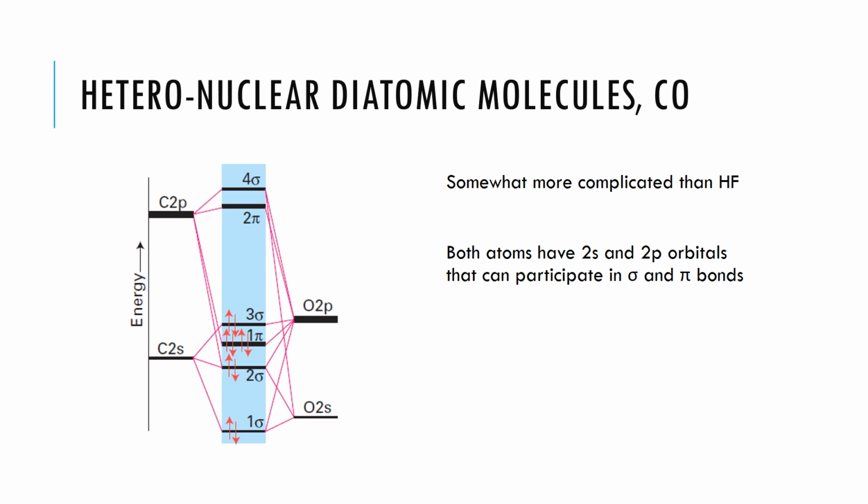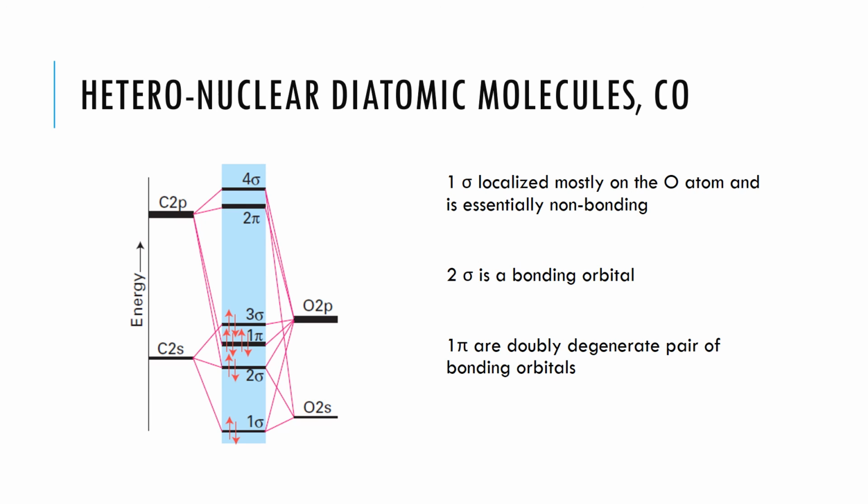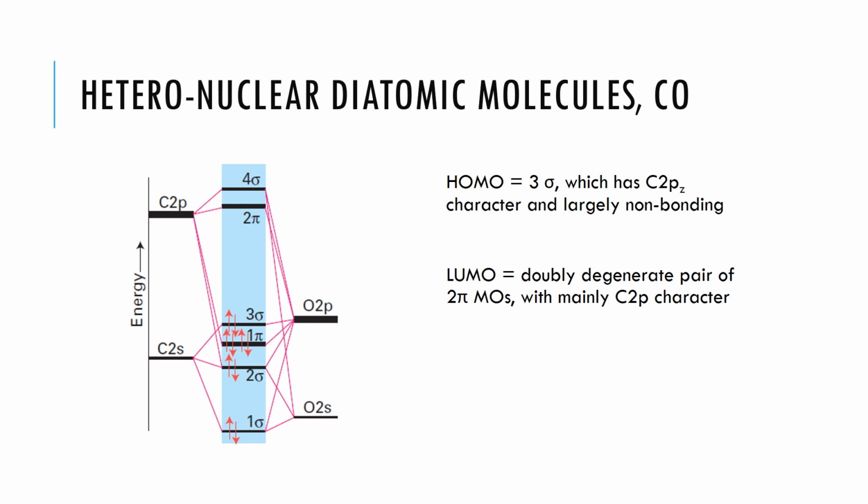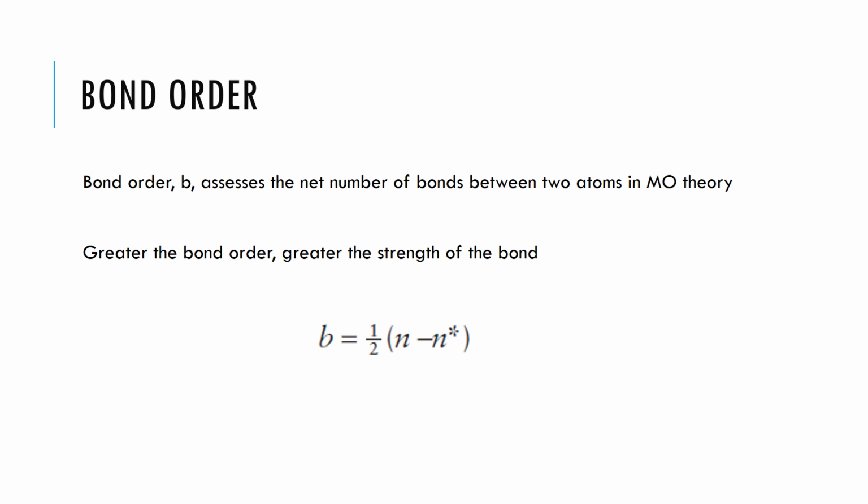Now, you can study carbon monoxide. It's a lot more complicated than hydrofluoric acid. Both of these atoms now have 2s and 2p orbitals, and you get a very large number of molecular orbitals produced. We can speak about the HOMO and the LUMO. And I should mention here that N is the number of electrons in bonding orbitals, and N star is the number of electrons in anti-bonding orbitals.